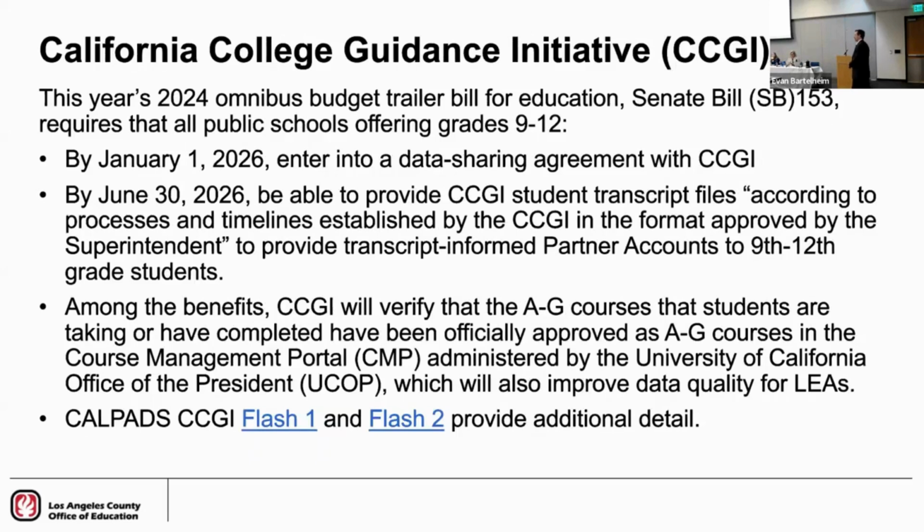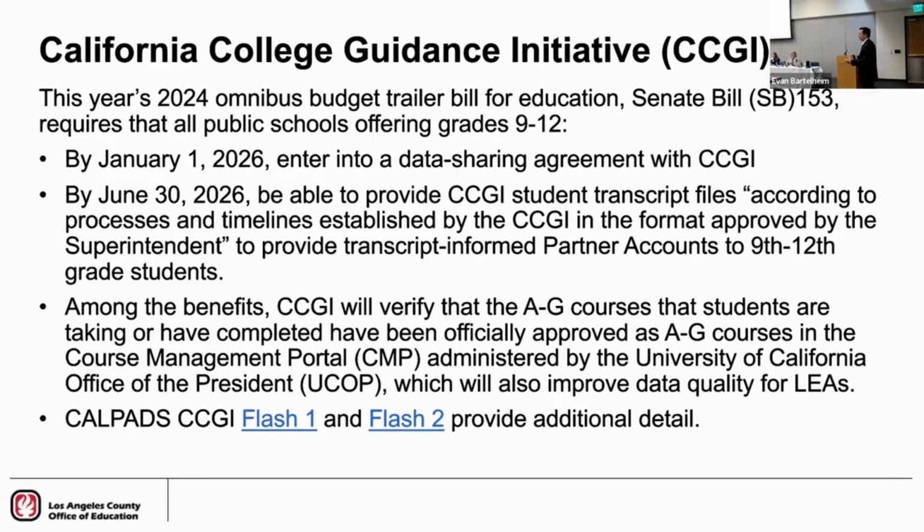This is exciting news. Does anybody here use the California College Guidance Initiative? All right, Torrance in the house uses this. And do you like it? It's getting there. Okay, so CCGI, I've seen it presented before, and I think it has some real benefits. In this last year's omnibus budget trailer bill, Senate Bill 153 passed that requires all public schools who serve grades 9 through 12 to start participating. So by January 2026, LEAs will have to enter a data sharing agreement with CCGI.